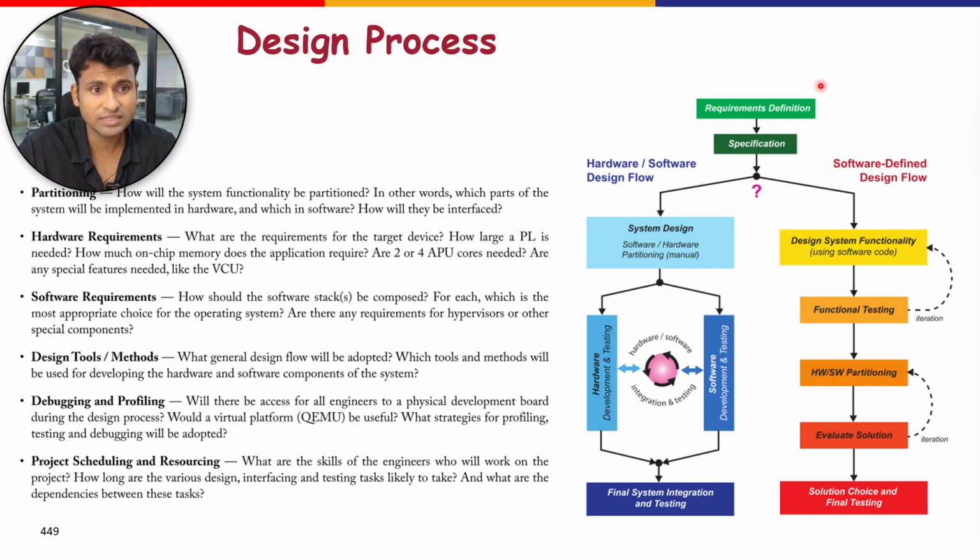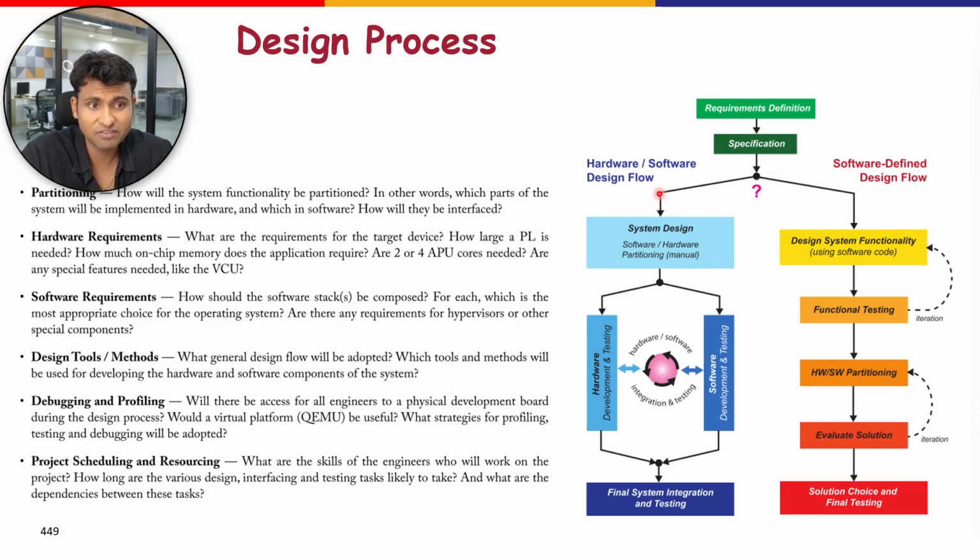So as we have already discussed, the design process begins with defining the system requirements and creating a specification that outlines the expected functionality, timings, performance and other constraints of the system. This initial stage is common in both the design flows and serves as the foundation for subsequent design decisions.